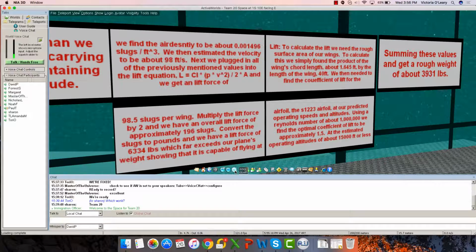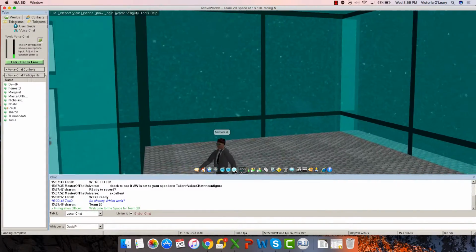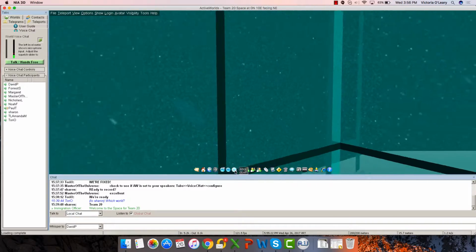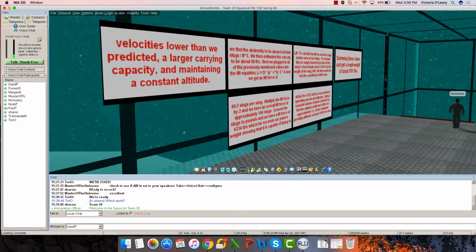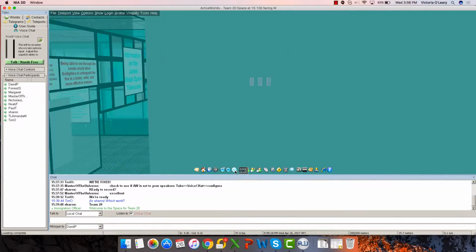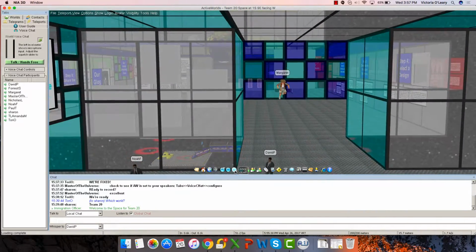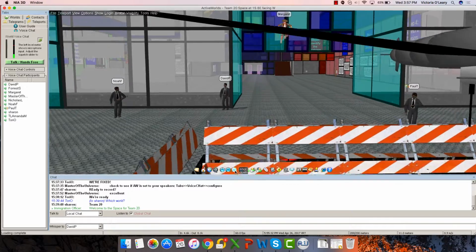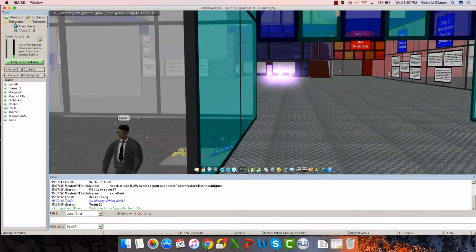Okay, so follow us back down the stairs to where the model is. I'll explain to you how we use the components from the James Webb Space Telescope.